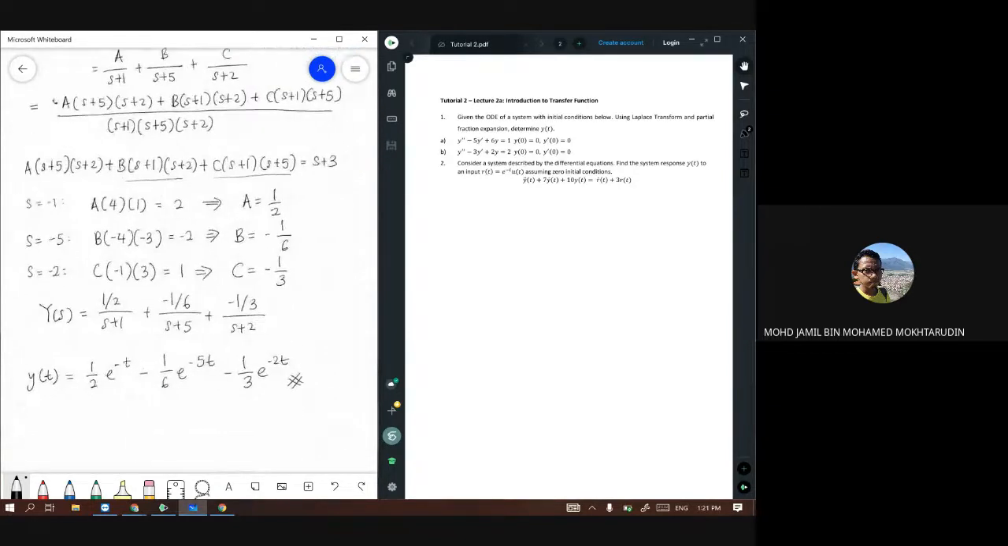If you don't have any question, I hope you can understand the basic concept of control system and also how to use Laplace transform and partial fraction. Later on, maybe in chapter 3, we will revisit the use of Laplace transform and how to find the time response, or YT, using partial fraction and Laplace transform.